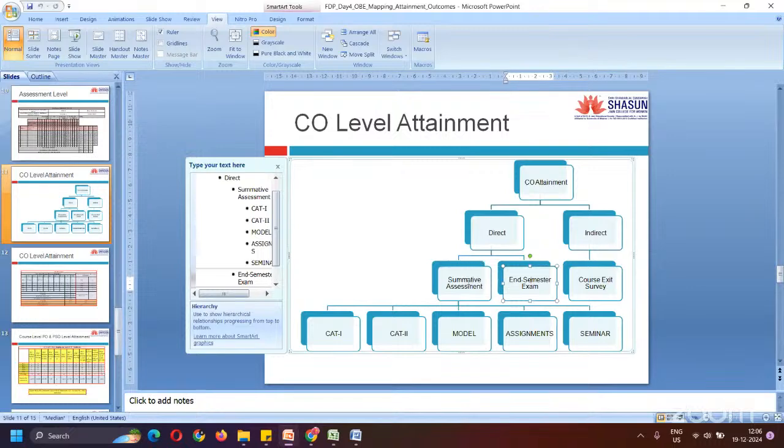So there are two types, direct and indirect, and we are going to give different weightages for these. The summative assessment is about your CAT 1, CAT 2, Test 1, Test 2, Test 3, or Model 1, Model 2, whichever your institution follows. After that you will have assignments and seminars, and some may have projects or internships as the internal components.